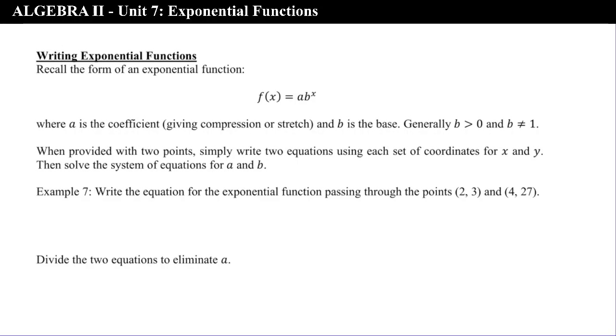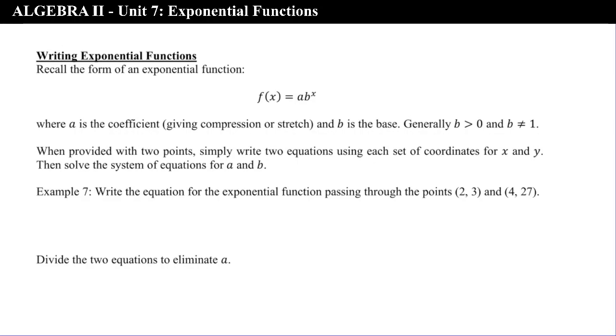f of x equals a b to the x, where a is the coefficient giving compression or stretch and b is the base. a is also known as our initial value in some of those cases. Generally, b has to be greater than 0 and b cannot be 1. When provided with 2 points, simply write 2 equations using each set of coordinates for x and y. Then solve the system of equations for a and b. So let's do an example of this.